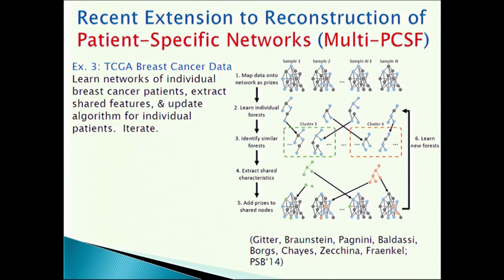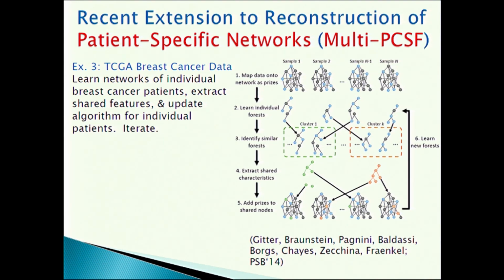Okay, so what we did was we took the Cancer Genome Atlas, which is a big multi-institutional data set, wonderful, wonderful data set. We looked at this for breast cancer, and we said, we have all these patients, and for each patient, we're going to construct a Steiner forest, okay? We're going to find some Steiner nodes, and then we're going to cluster them, and we're going to say, ooh, this set of forests looks like each other, that set, okay? So these are maybe different diseases all manifesting themselves in breast tissue.